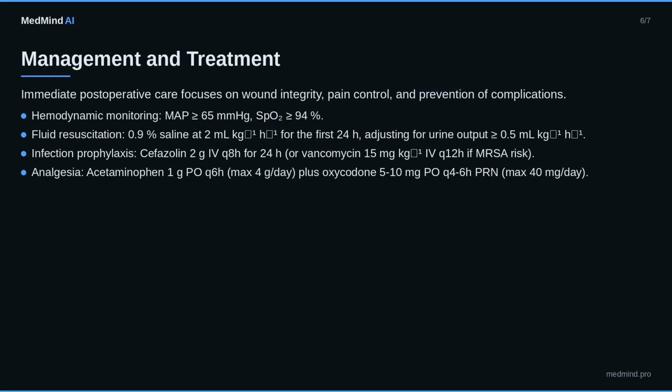Management and treatment. Immediate postoperative care focuses on wound integrity, pain control, and prevention of complications. Drug, generic/brand, dose and route, frequency, duration, mechanism, expected response, monitoring. Gabapentin, Neurontin, 300 mg PO, TID, to 1800 mg per day, 12 weeks. Alpha-2 delta subunit calcium channel modulator, VAS reduction greater than or equal to 30% by week 4 in 62%, renal function, CrCl, sedation. Amitriptyline, Elavil, 10 mg PO HS, 8 weeks, titrate to 50 mg, tricyclic antidepressant.